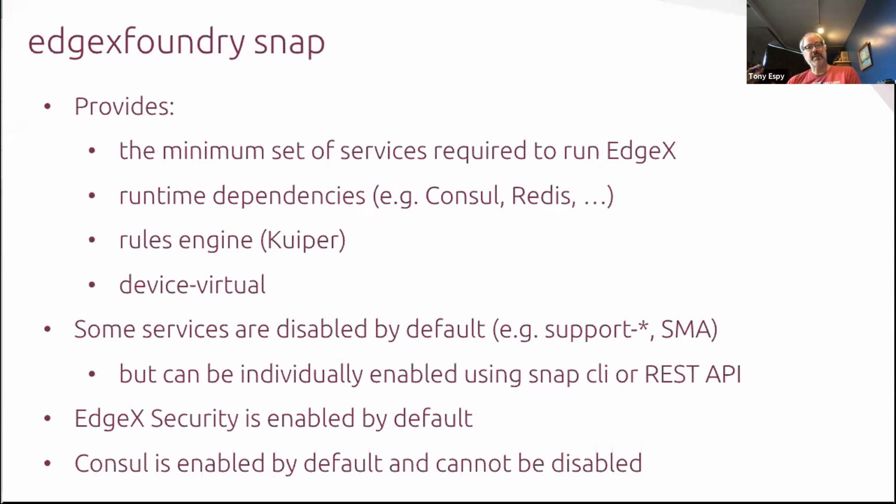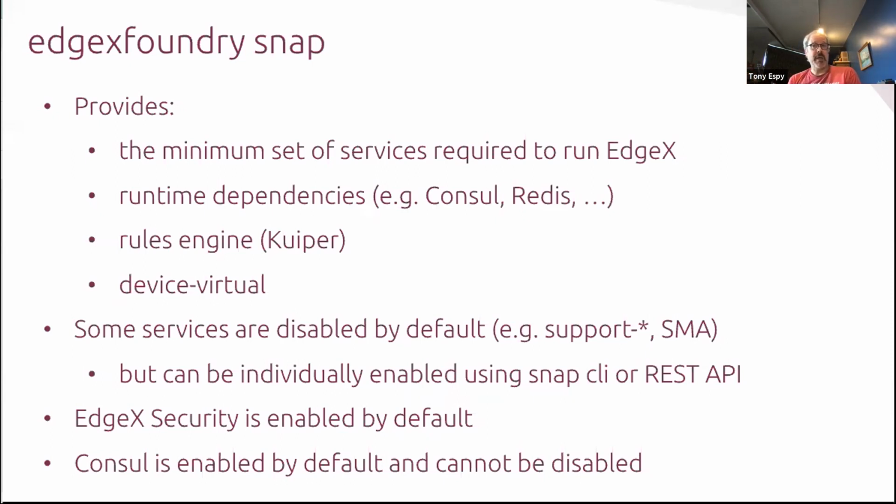Some of the services in this snap are disabled by default. This has actually been a topic at the recent face-to-face, talking about how we add dynamic services and can you have services that are part of an EdgeX instance that are disabled by default. So for instance, support notifications and support scheduler, we disable them by default. They can be individually enabled either using a snap command line or via the snap REST API, but out of the box, they're not running.